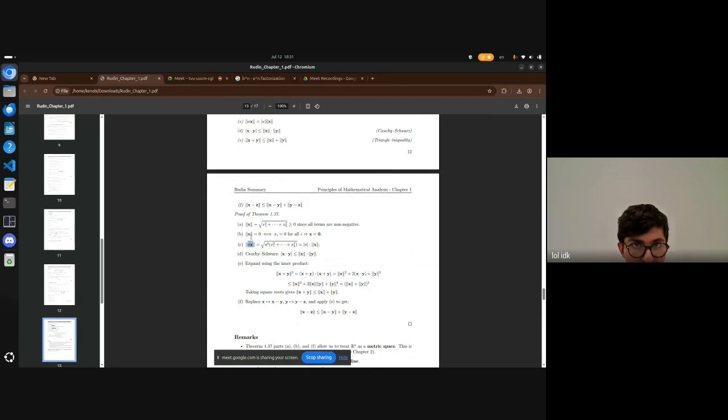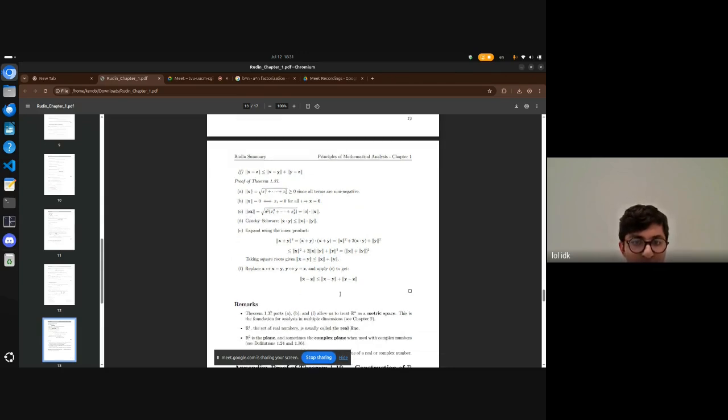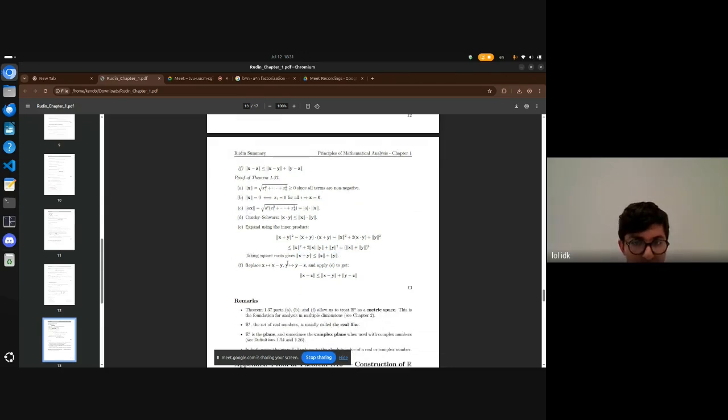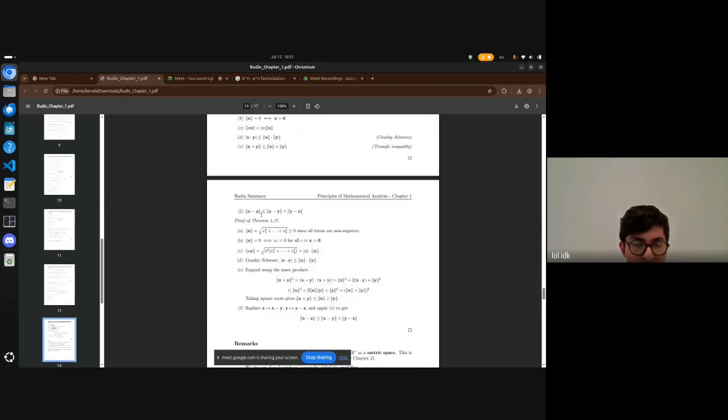For x plus y is less than or equal to x plus y, we get this here, the dot product of x plus y and x plus y, which gives you this. And we know the dot product is less than the norms multiplied, which gives you this, and taking square roots, you get this. And if you replace everything by x minus y, y minus z, and apply E, we get the metric space inequality, which is basically the distance from x to z is less than or equal to the distance from x to y plus the distance from y to z.